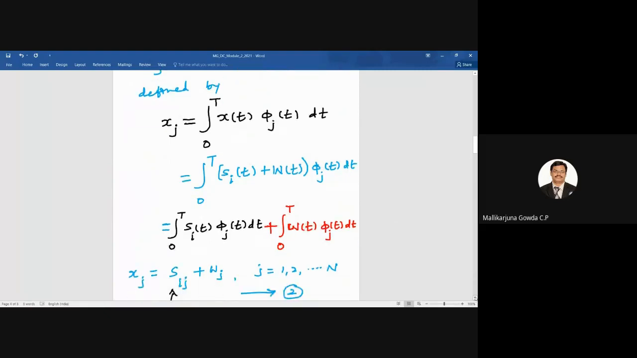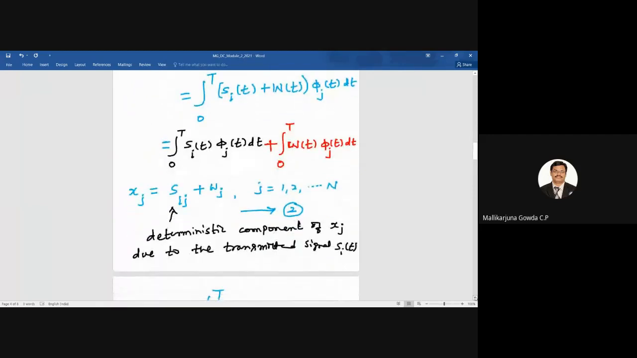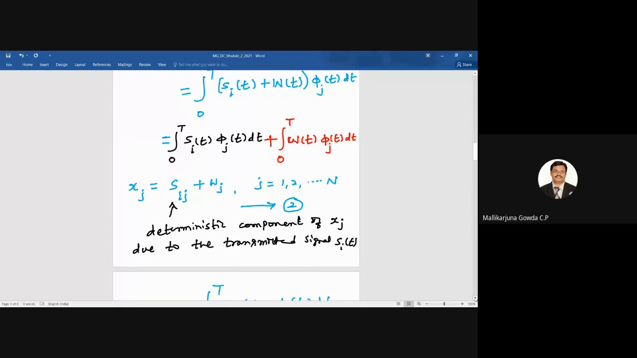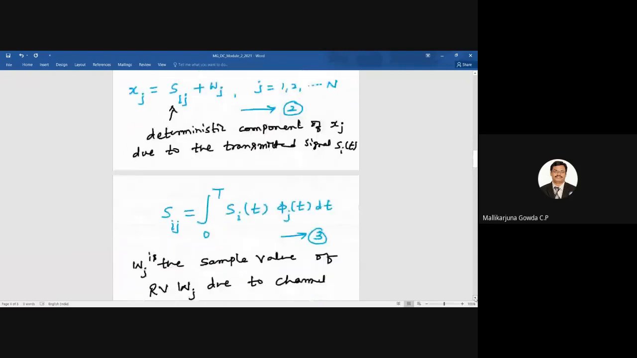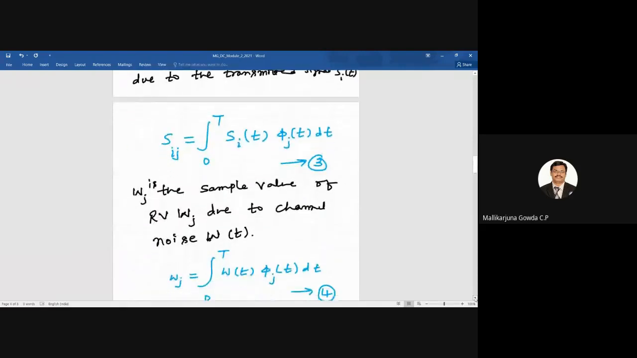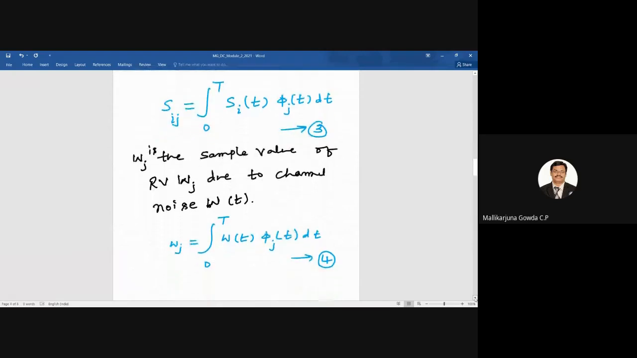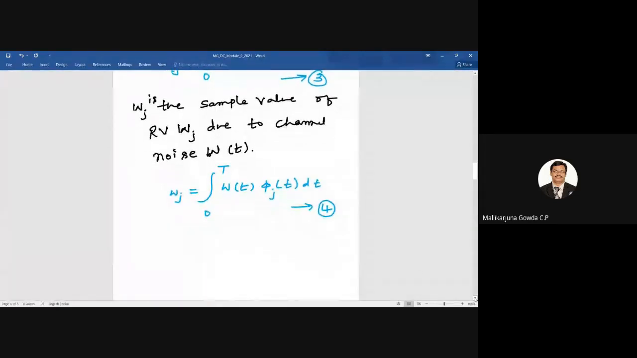Then I wrote what sij is. The first term, the integral from 0 to T of si of t phi j of t dt, is nothing but sij, and the second term is wj. This sij is the deterministic component of Xj, because it is due to the transmitted signal si of t. Wj is the sample value of the random variable Wj, due to the channel noise, so wj is the integral from 0 to T of w of t phi j of t dt. Till this point we discussed in yesterday's class.